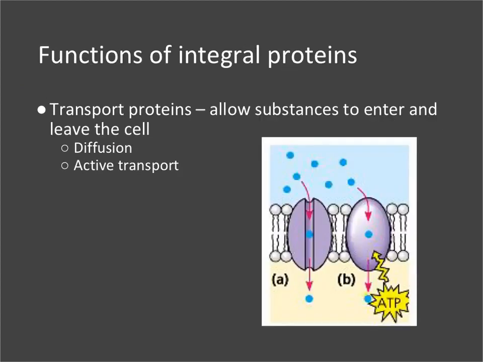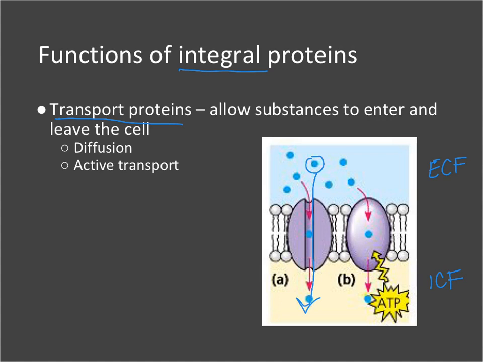So starting by talking about one type of integral protein, and remember these are the proteins that go all across the cell membrane. So they touch the extracellular fluid and they touch the intracellular fluid. And I guess they're all really important, but one really important type is these transport proteins. And these are proteins that help to allow certain substances to cross the cell membrane.